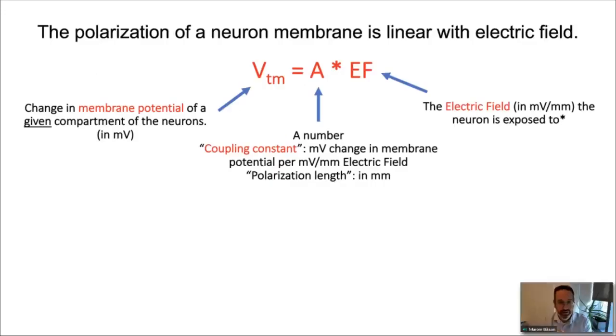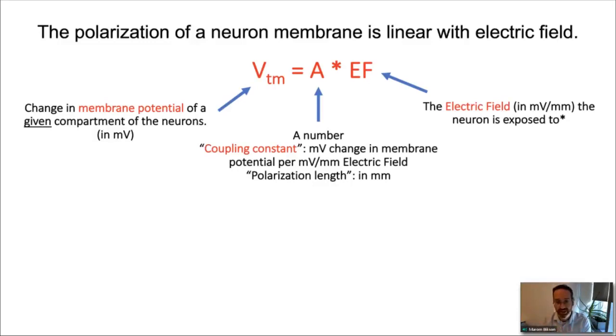This equation is the only one I'm going to be talking about, and it describes how a compartment of a neuron polarizes when it's exposed to an electric field. On the left, the term VTM is how much the transmembrane potential will change when the neuron is stimulated. If it's at -60 and goes to -61, you would call that a 1 millivolt hyperpolarization. This could be a dendrite or an axon.